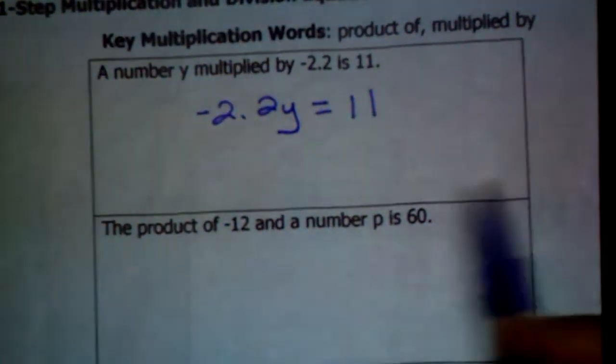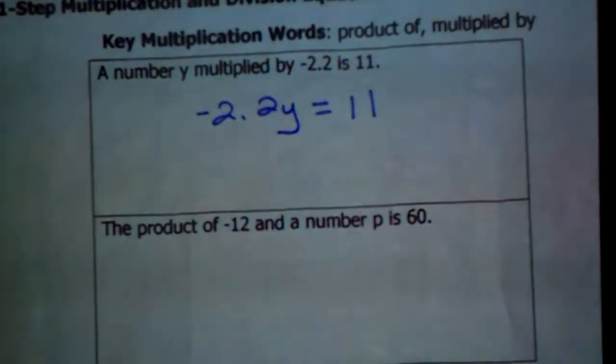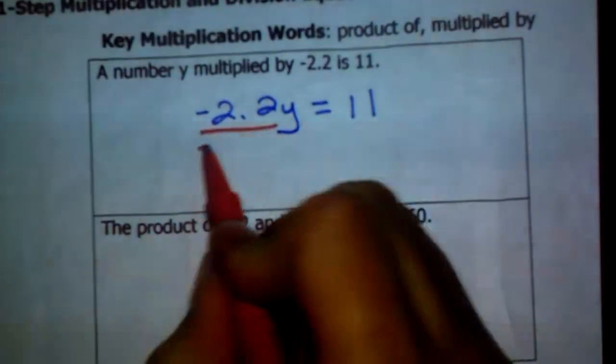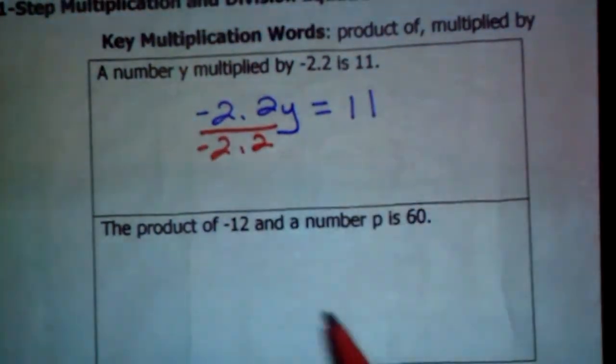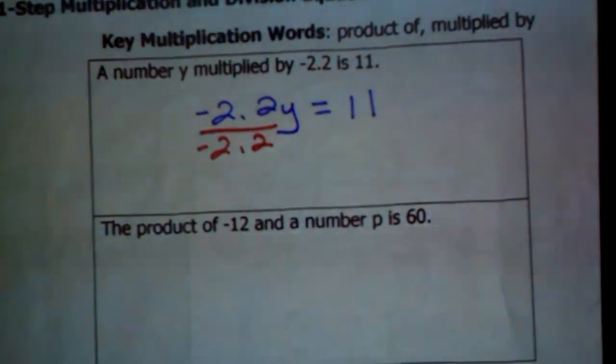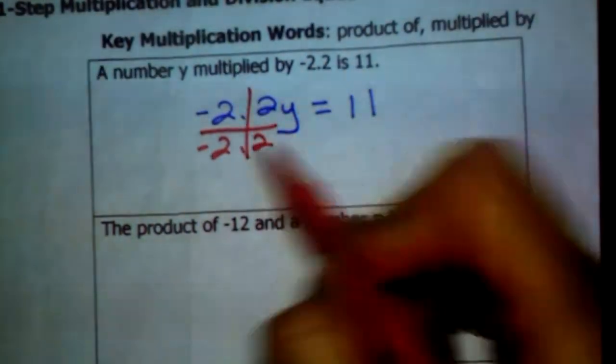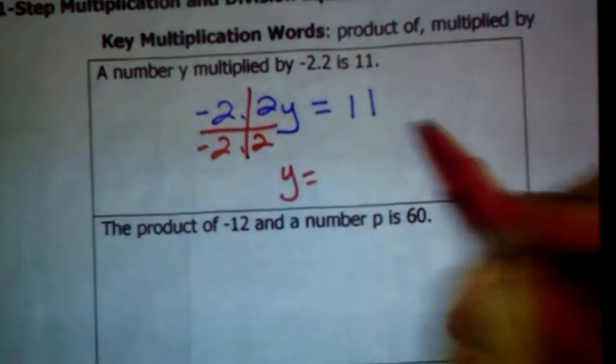Alright. I know Mrs. Tremblay shows a little divided by. I'm going to show you how I do my dividing. If you want to pick one of our methods, that's fine. I want to just divide it. I like showing it just looking as a fraction. So this is how I always do it. I'll probably be doing it in class. I just don't want to confuse you guys. So I'm taking a negative 2.2 and dividing it by itself because that gives me 1y, or just plain old y. I'm going to do the same thing over here.